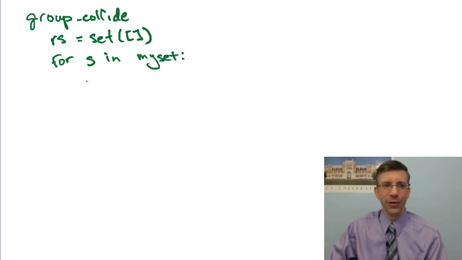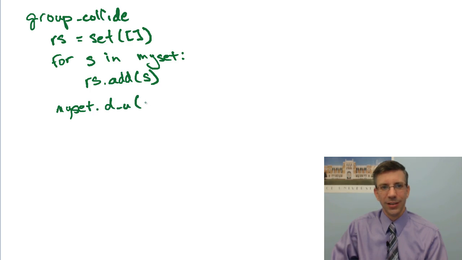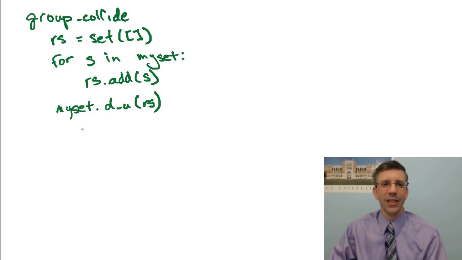And if you want to remove it, you do rs.add(s), and then in the end you do my_set.difference_update(rs). Okay, this is spelled out difference_update. So if you do this, it will work. I want to just point out there's another way of doing this.